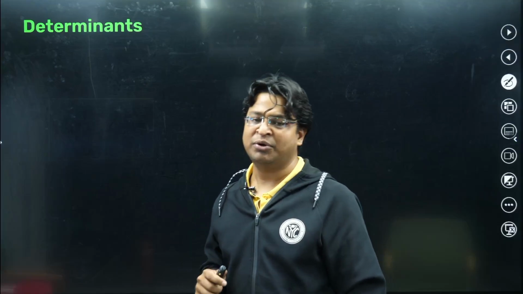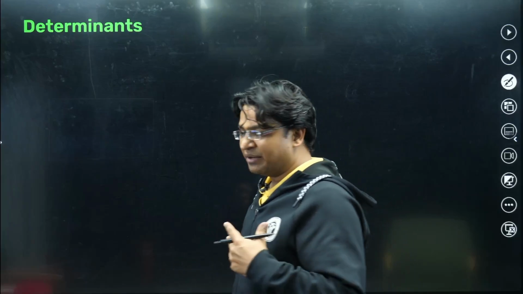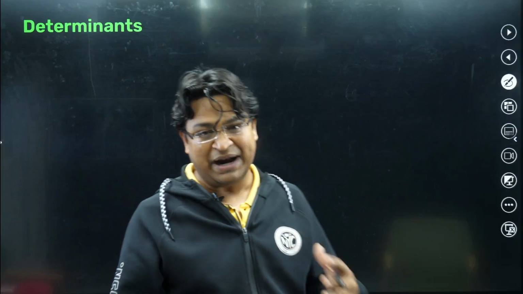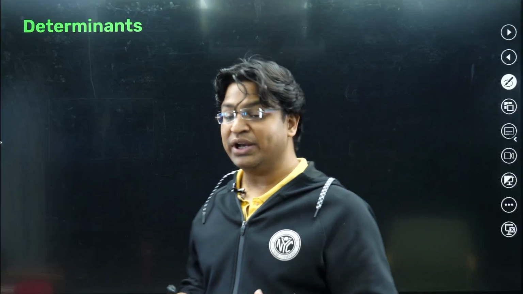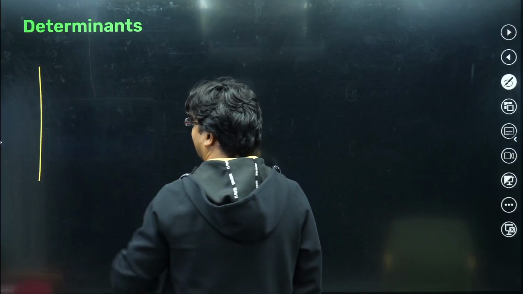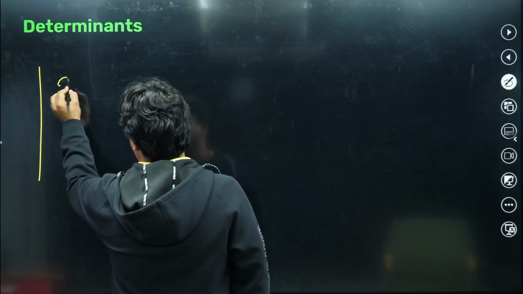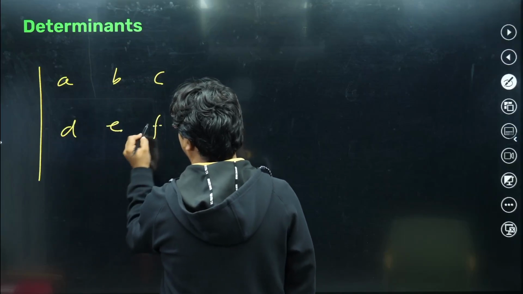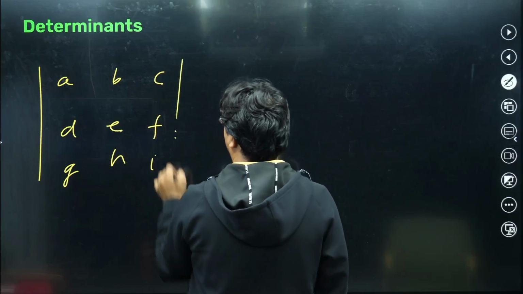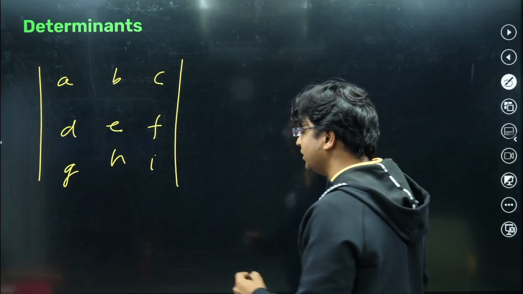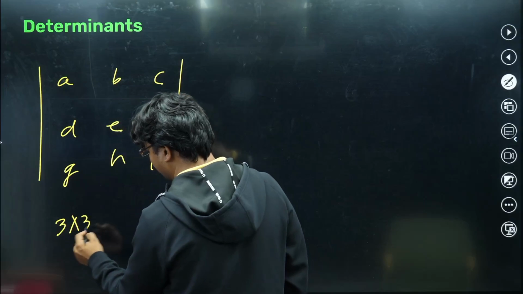Now we are going to talk about determinants. What are determinants? A determinant is a way to represent data, but when you expand the determinant or try to find its value, you can get it. There is a certain way. A determinant is like a table. So I'm making a 3 by 3 determinant. This is called a 3 by 3 determinant.